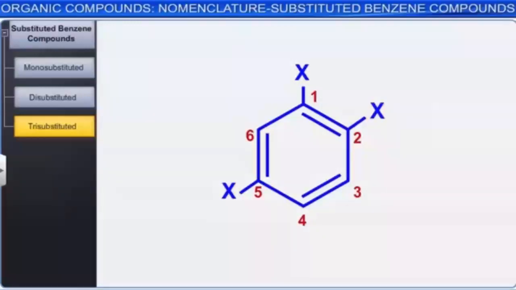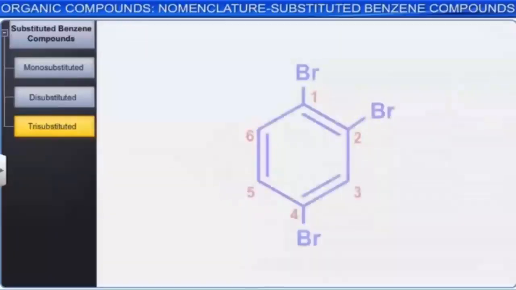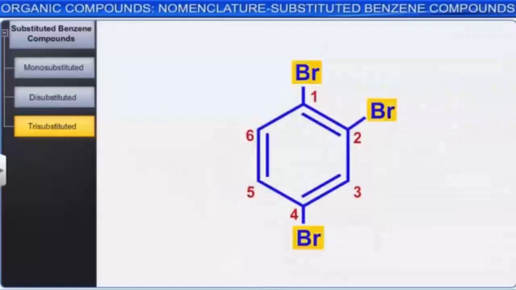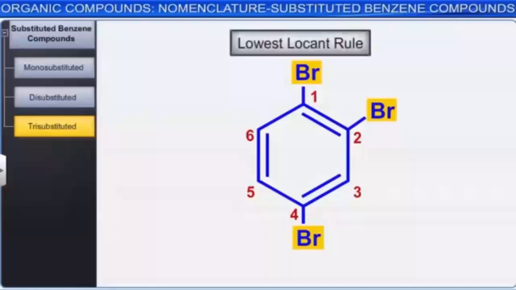Trivial system of nomenclature cannot be employed as it has more than 2 substituents. This compound has 3 bromine groups attached to the benzene ring. If more than 2 substituents are present, then the positions of the groups are indicated by numbering the carbon atoms according to the lowest locant rule. This means the sequence in which the numbering is done should have the lowest combination of numbers.